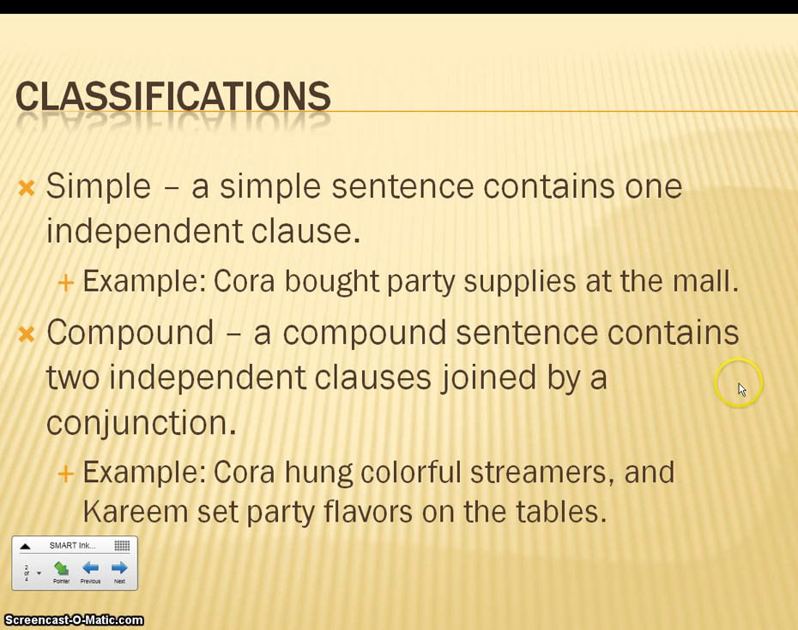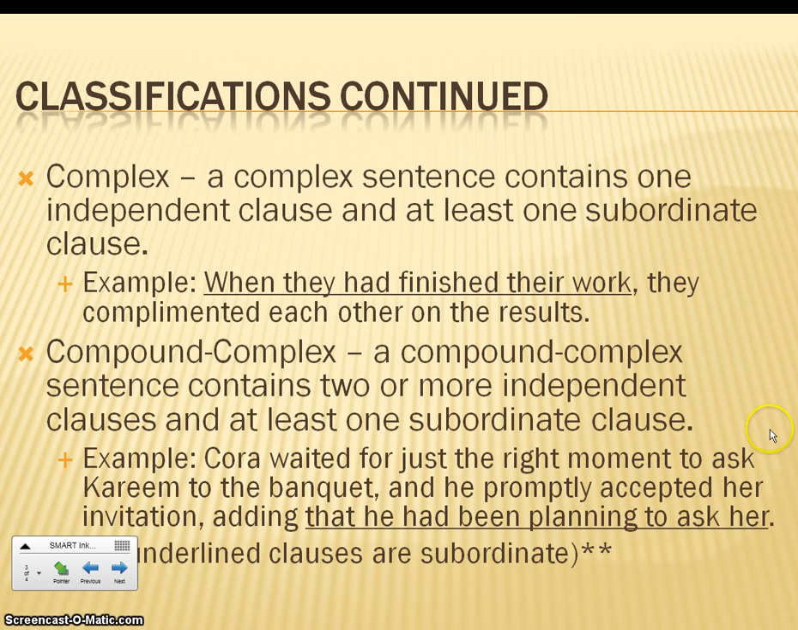A compound sentence contains 2 independent clauses joined by a conjunction. Cora hung colorful streamers is our first independent clause. Kareem set party flavors on the table. That is our second independent clause, so that sentence is compound.